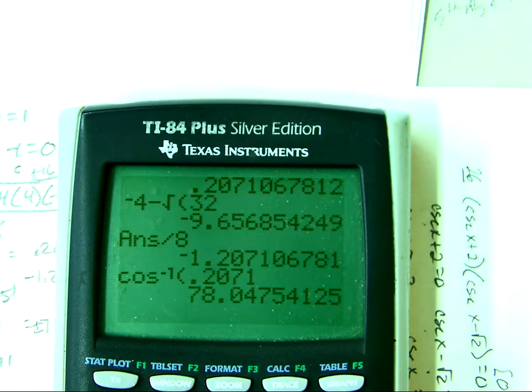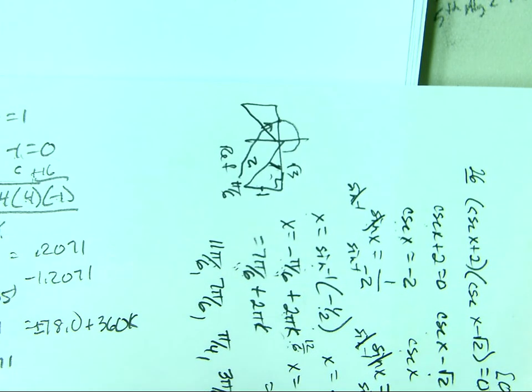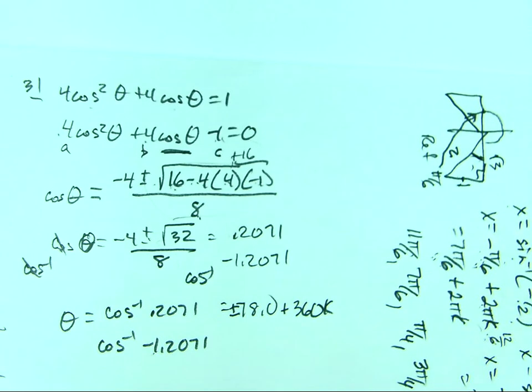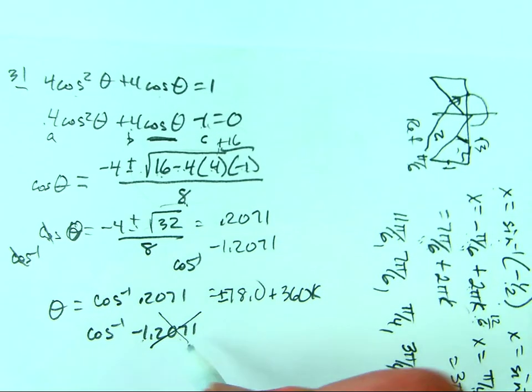Let's do the inverse cosine of the next one. So inverse cosine of negative 1.2071. It's going to say error. The reason it says error is, here you notice our cosine is past 1. Remember, cosine is never past 1. So that's why this one has no solution. So we just have this.